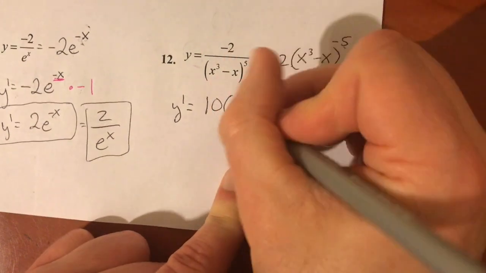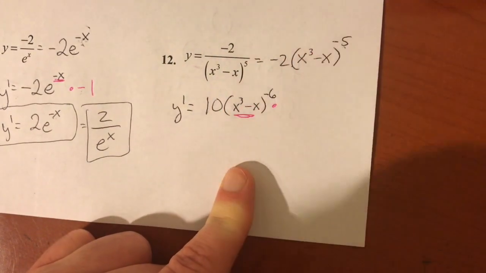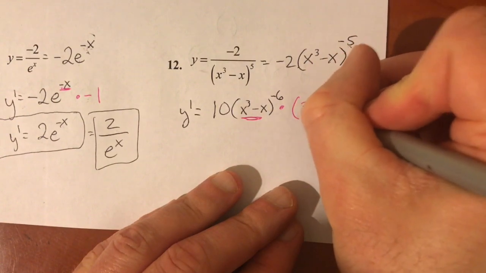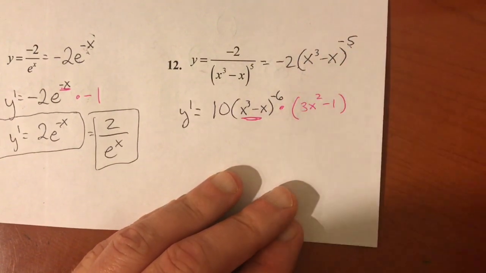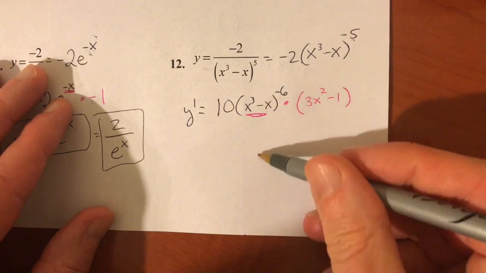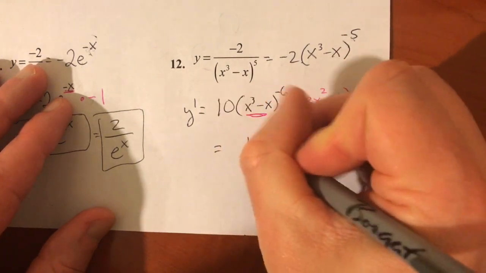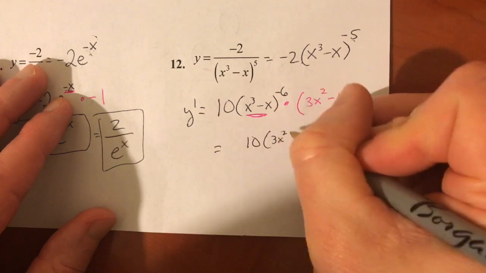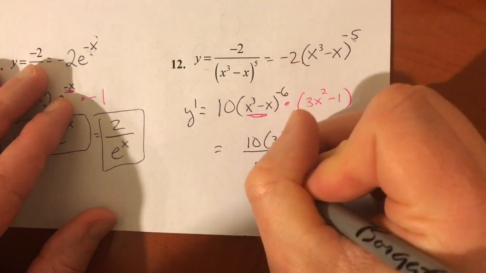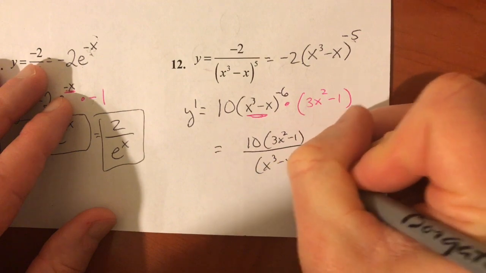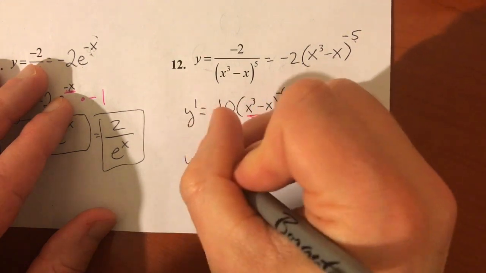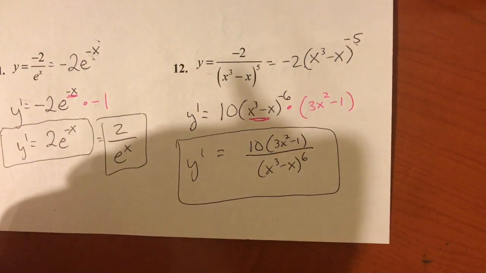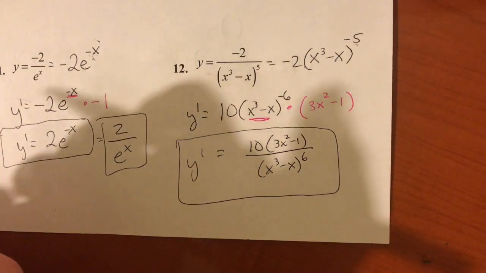But now you have to multiply by the derivative of that inner expression. Derivative of x cubed minus x, 3x squared minus 1. Keep that in parentheses. I'm going to move this back to the bottom. 10 doesn't have a negative exponent, stays right where it is. 3x squared minus 1 stays up top. Move that to the bottom. X cubed minus x to the 6th. And there we go.